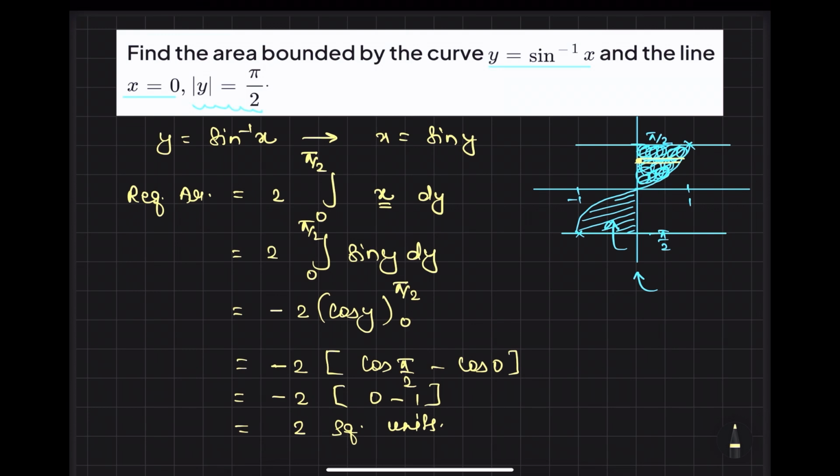I hope the idea is clear. You got the concept. You are comfortable with graph tracing and you are comfortable with definite integration as well.